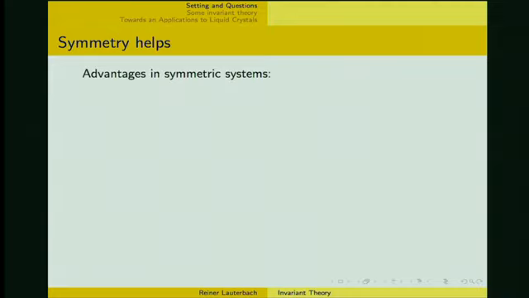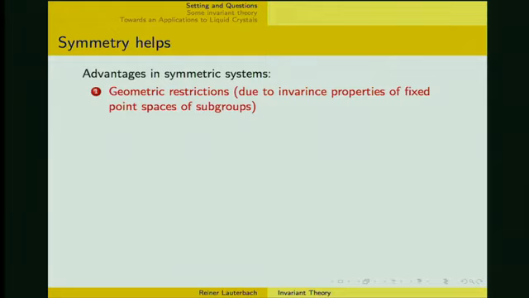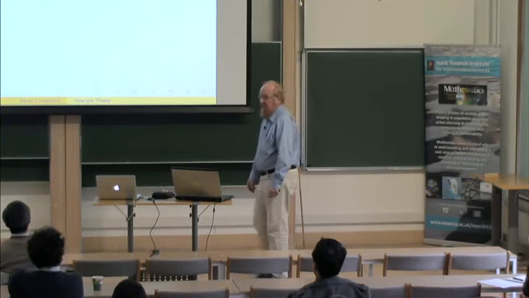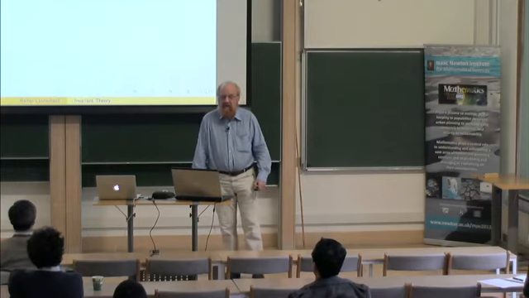Why does symmetry help you in the analysis of these equations? There are 2 points to that. One is you have geometric restrictions on your phase space, which come from invariance properties by fixed point spaces of subgroups. So this is what we have seen yesterday in Pascal's talk, where he used the equivariant branching lemma, and this lives on these restrictions. So I will not really emphasize this. I will go on the second part, where we have fewer terms in the Taylor expansion of these functions. And I would like to make clear what it means that we have fewer terms.